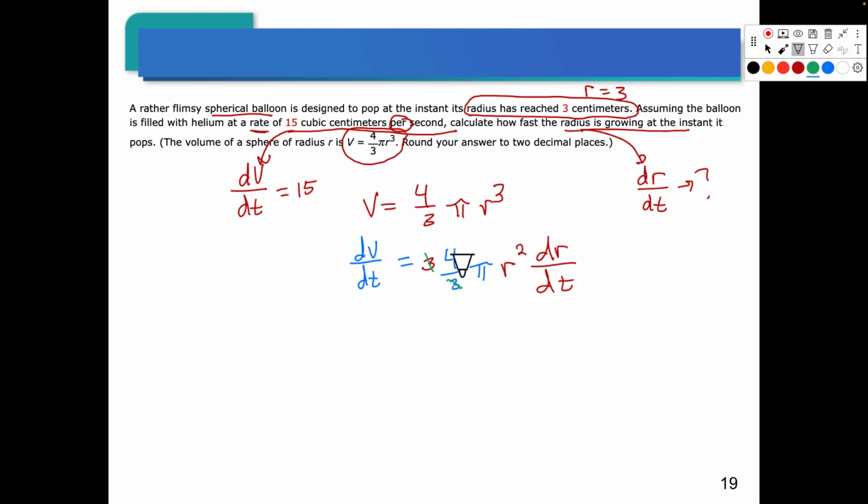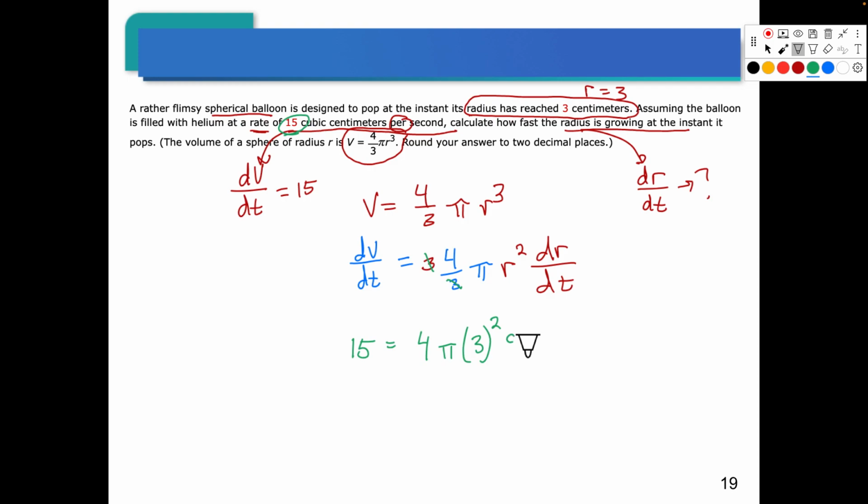And then let's go ahead and plug in things that we know. We know dV dt, we were given that it's 15 cubic centimeters. So put in 15, and it's expanding, so that would be positive, right? We've got 4 pi. These 3's cancel. R, do we know? Oh, we know R. R is going to be 3. It pops when it's 3, so that's the time they want, when the radius is 3. So we'll have 3 squared.